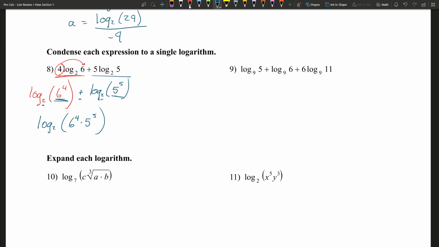On number 9, similar. The first thing that you should do when you condense logs is to check and see if there's anything in front of each of the logs. In number 9, there's nothing in front of the first log or the second log, but there is in front of the third. So the first thing to do is to condense that third part. The other two stay the same. And this 6 will become the exponent of 11.